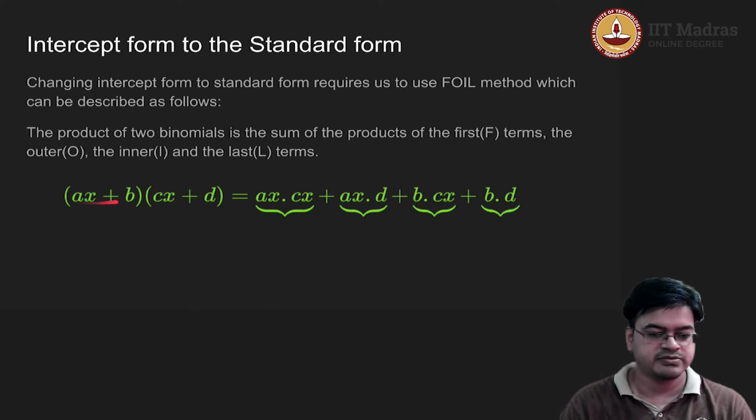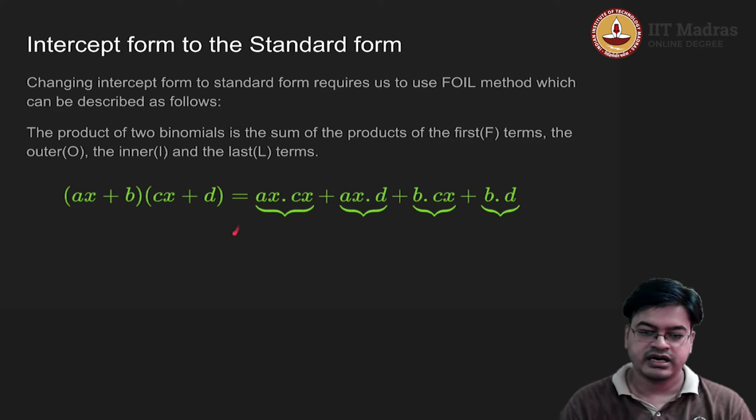Now, (ax + b)(cx + d): what I will do is first take the first term of this expression and the first term of this expression, and multiply them together. That is the first term over here. By the sum of the product of the first terms, I mean this term.